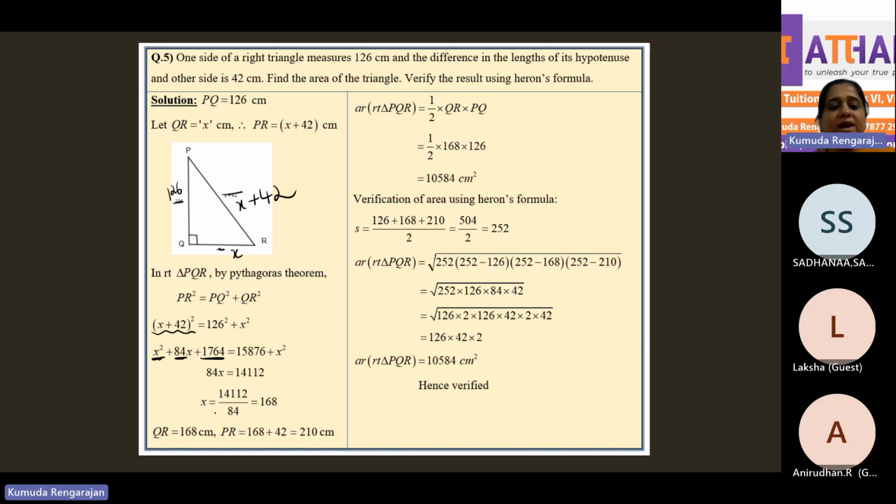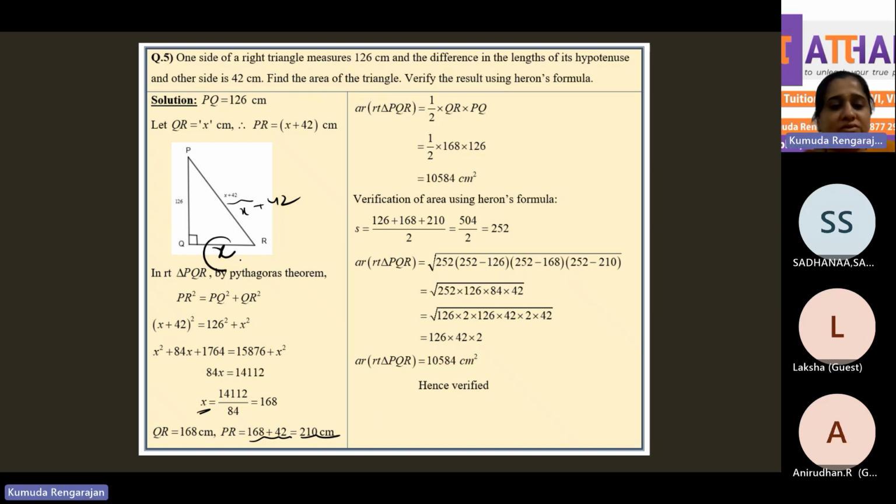Then on working this, you get x equal to 168. You work it your style. You don't have to copy from here. You know the idea, you work it on your own. Only then will you know where you have trouble. Now, once you find x, you can find the hypotenuse, x plus 42. 168 plus 42, 210 is the hypotenuse.